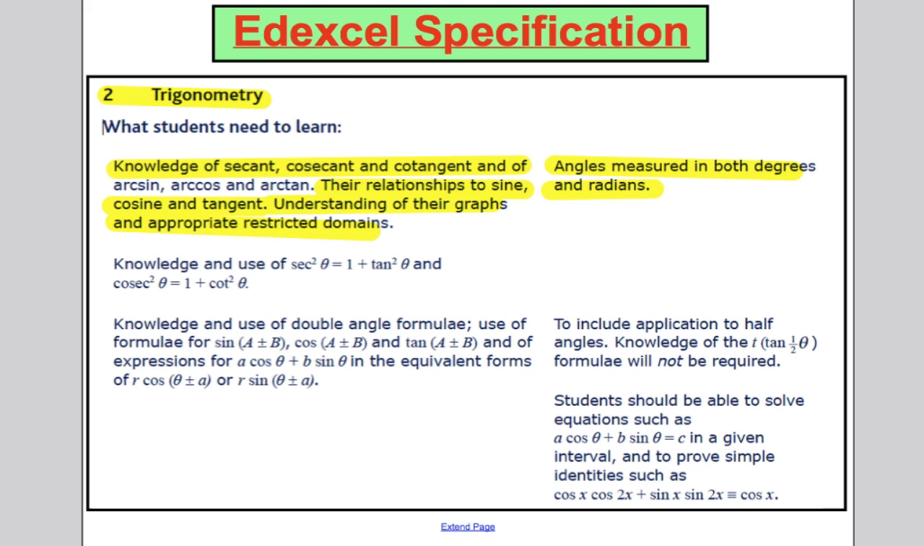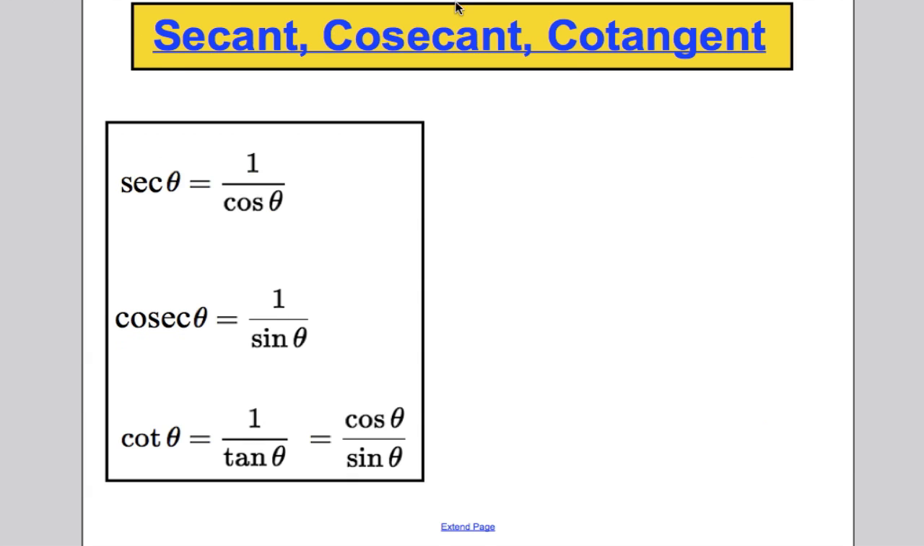So let's start off straight away by reminding ourselves the definitions of secant, cosecant and cotangent. They're as follows. Sec theta is 1 over cos theta, cosec theta is 1 over sine theta, and cot theta is 1 over tan theta, and hence, by the relationship that tan theta is sine theta over cos theta, 1 over tan theta must be cos theta over sine theta. And we had drawn out various pictures of the graph, etc. for these, but I'm not going to go into those now.